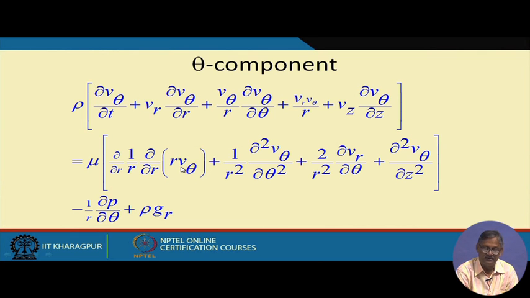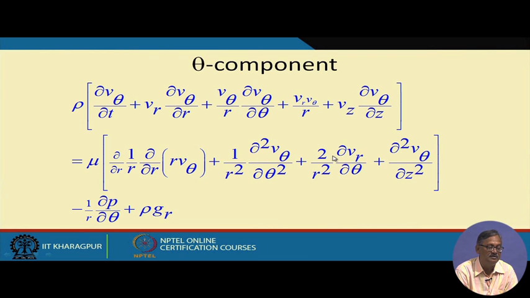V theta is a function of R. So, this remains. So, 1 by R square del 2 V theta del theta square. Since del V theta del theta is 0, del 2 V theta del theta square is also 0. So, this term goes out. The third one, del V R del theta, right. So, 2 by R square del V R del theta.